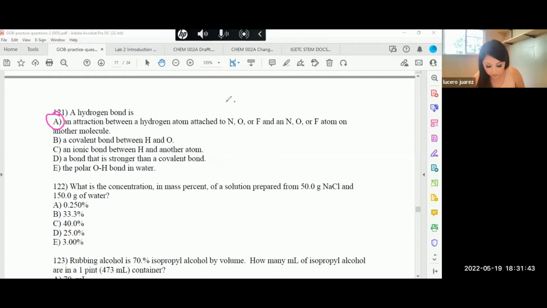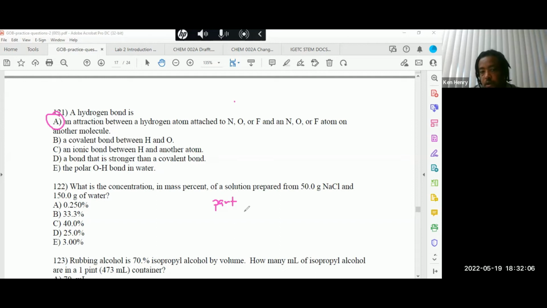This is where I start getting a little squishy with the percentages. When we talk about percentages, regardless of how you look at it, it's always going to be the same. It's going to be the part over the whole times 100.